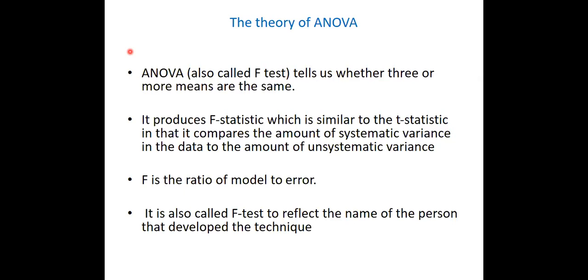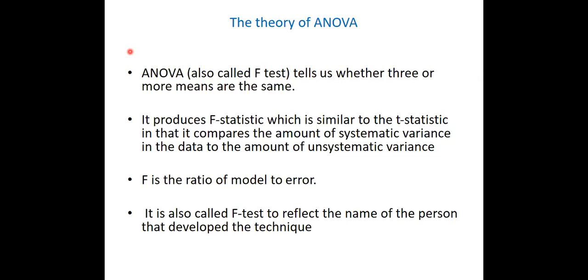ANOVA is also called the F-test. It tells us whether 3 or more means are the same. It produces the F statistic, which is similar to the t statistic in that it compares the amount of systematic variance in the data to the amount of unsystematic variance. That is, the numerator, which is systematic, is compared with the denominator, which is unsystematic. I don't know if the English word unsystematic is actually correct. We are talking of that which is not systematic. Now, F is the ratio of model to error.